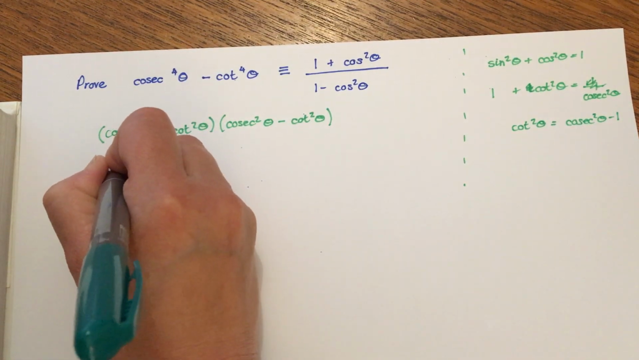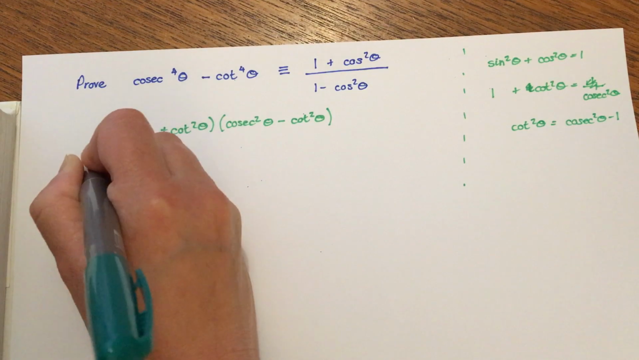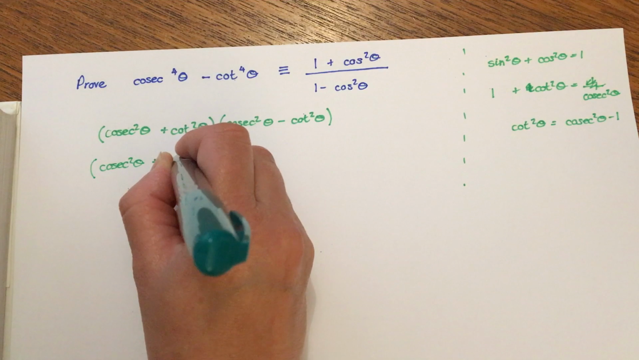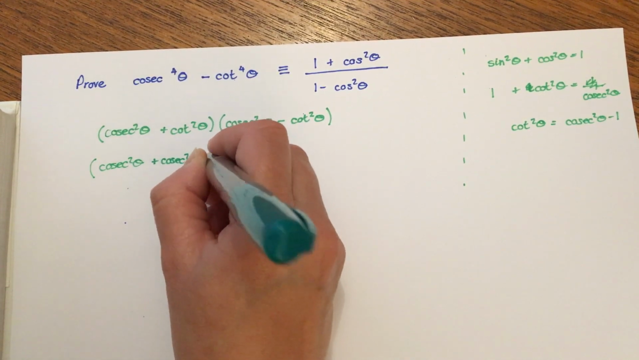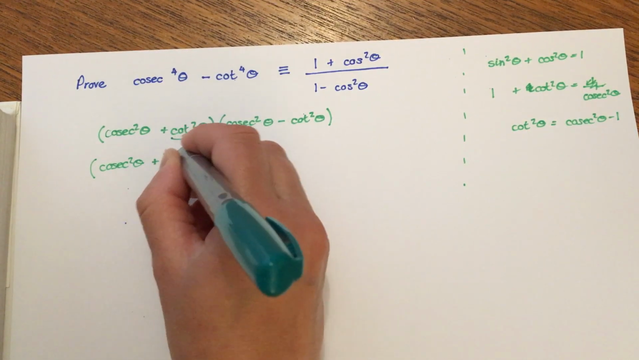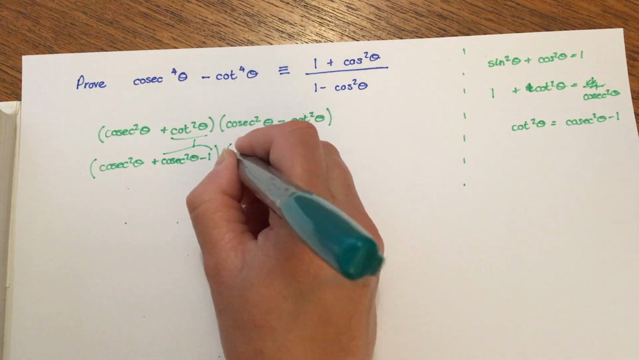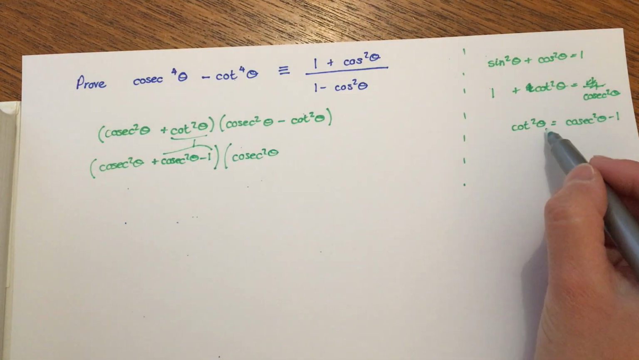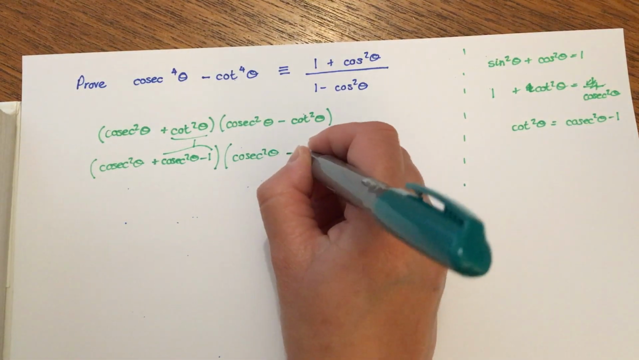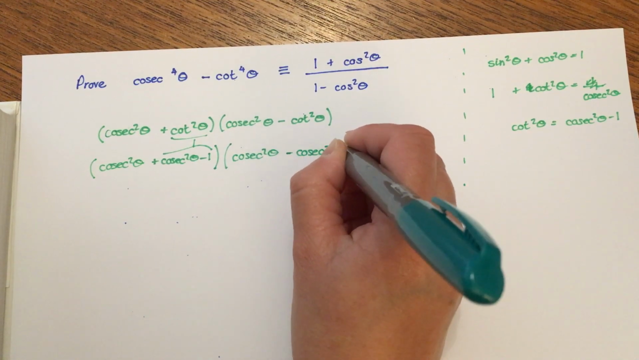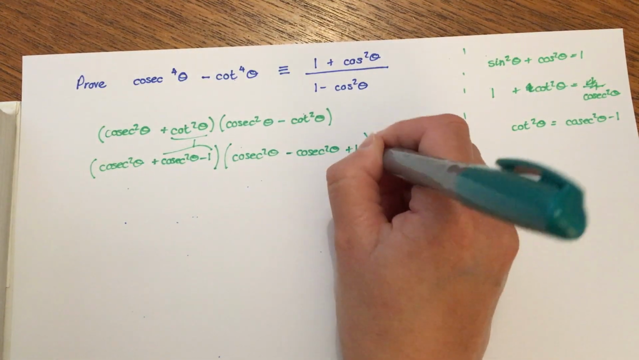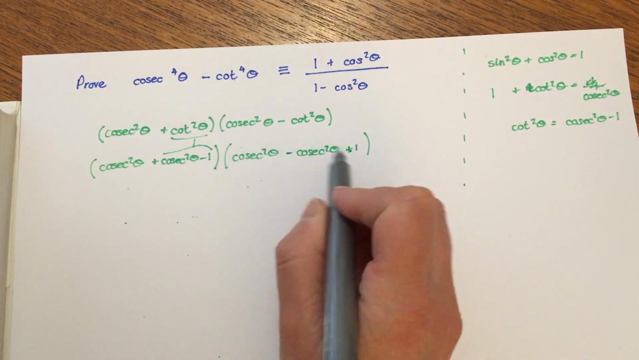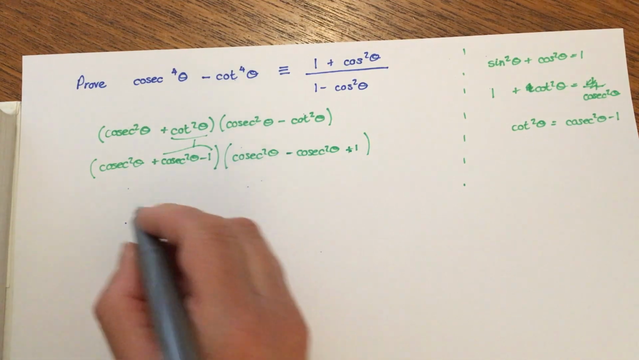So cosec squared theta plus cot squared theta, so plus cosec squared theta minus 1. So I've swapped that for that. On this side, I've got cosec squared theta minus this, so minus cosec squared theta, minus 1, plus 1. So this bracket, those two disappear and I'm left with 1. So this bracket is just worth 1. So if you times this by 1, you just get what it is.